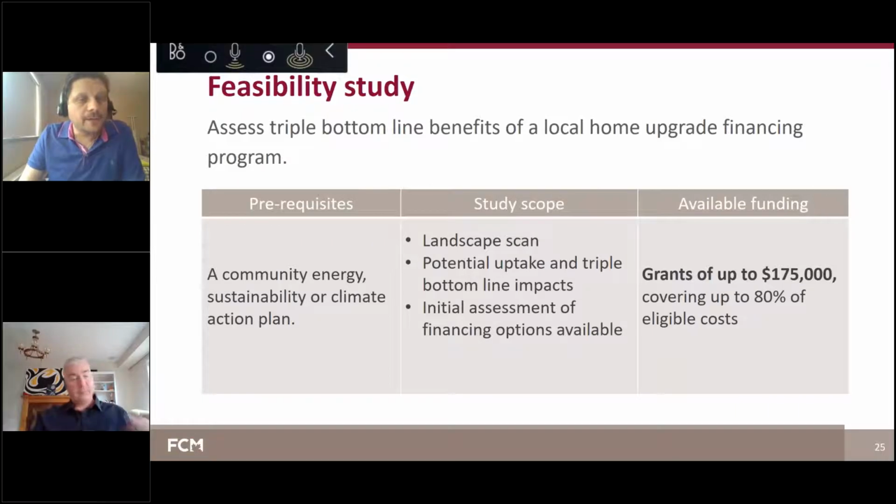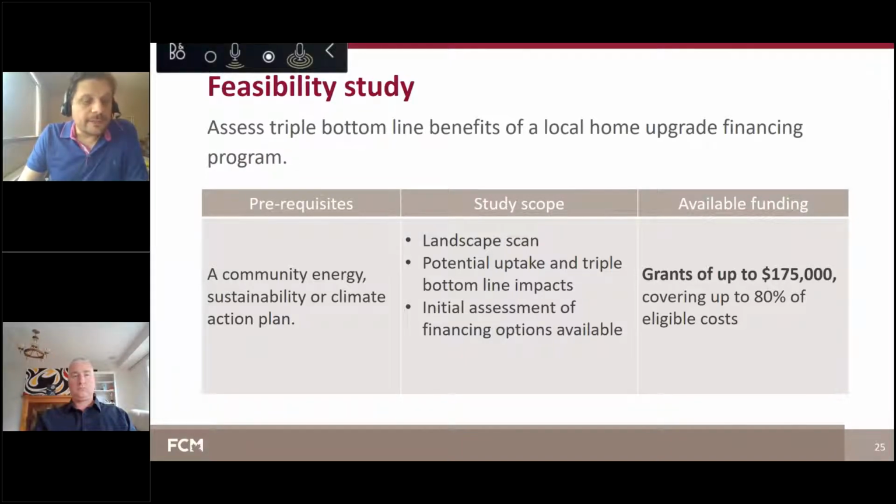Perfect. Okay, so now I'm just going to give an overview of the types of studies that are eligible for funding. And again, this funding will be launched and made available to the sector as of tomorrow. So everyone's getting a sneak peek today into our grant study stream.